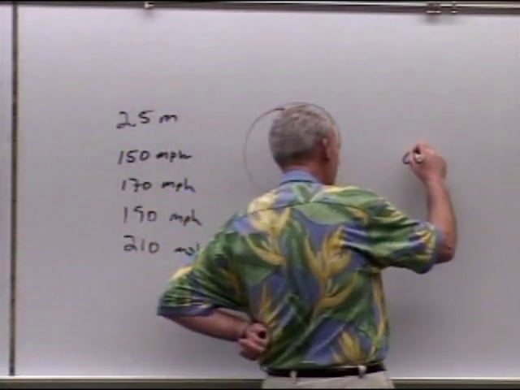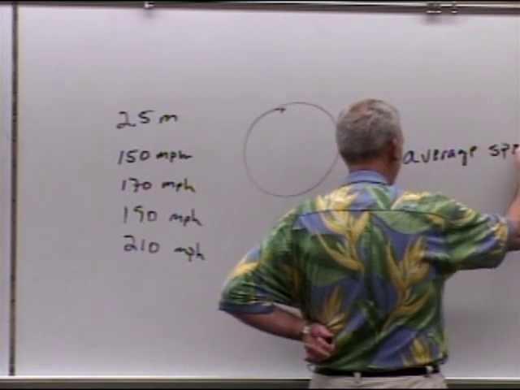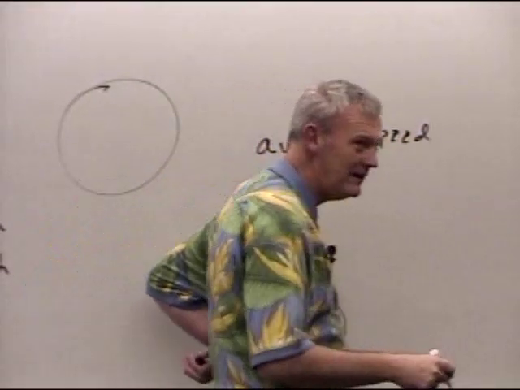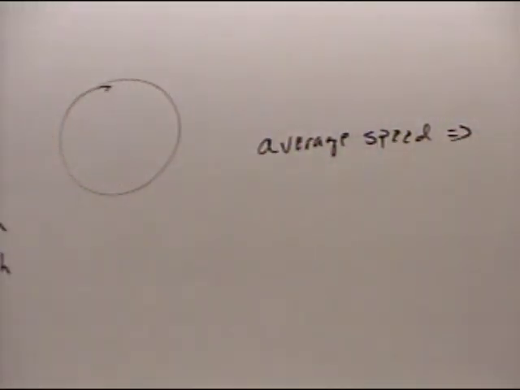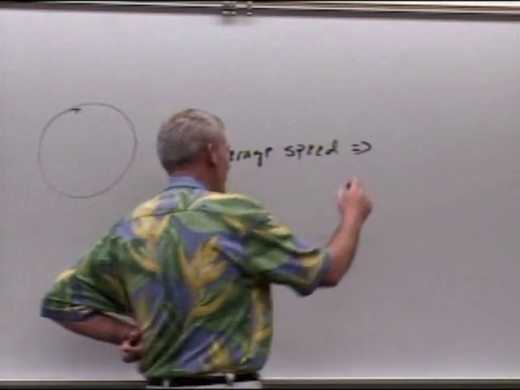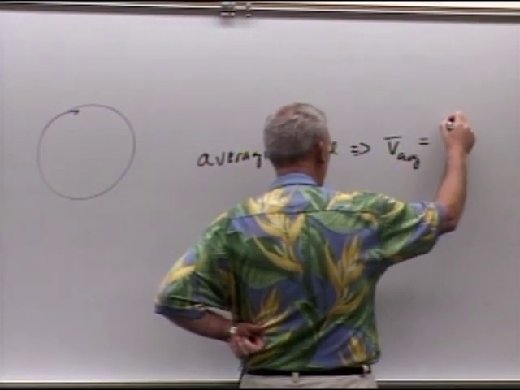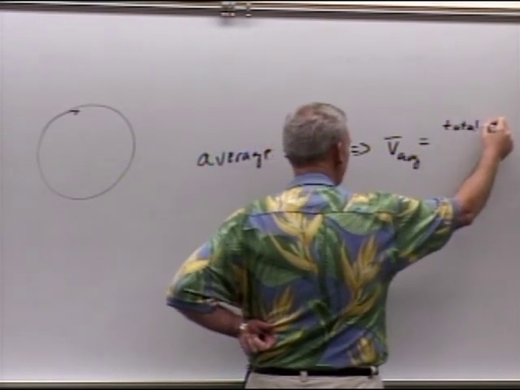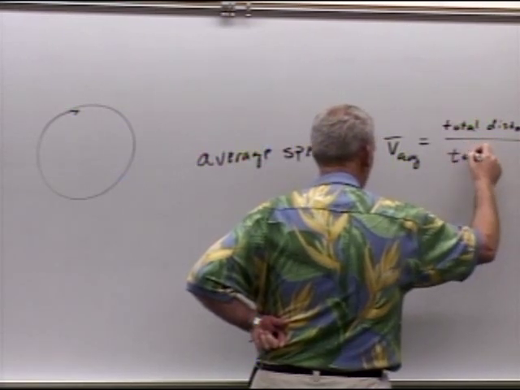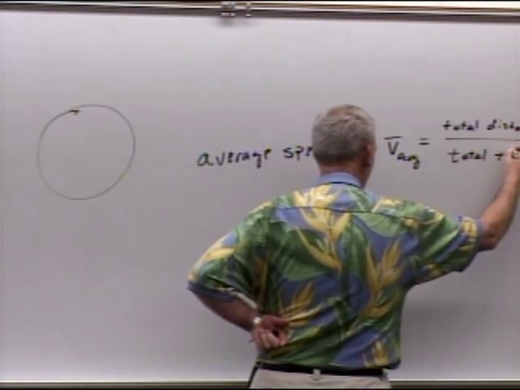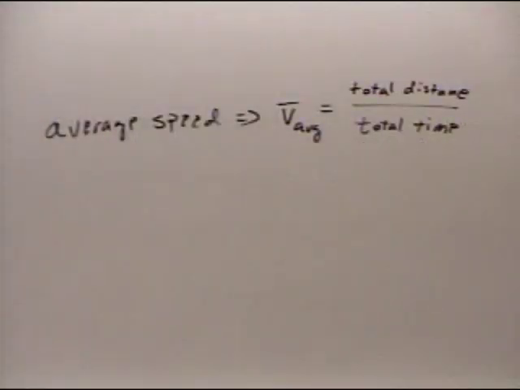Okay? So what we need to do, here's the deal. Average speed. The way we do average speed is like this. And this kind of leads us into chapter 2. Finally, we're going to get to chapter 2, believe it or not. And we're going to fly through it. All right, average speed, we'll do it like this. Average speed, with a little bar over it, is equal to the total distance divided by the total time. Aha! Therein lies the rub with this problem.